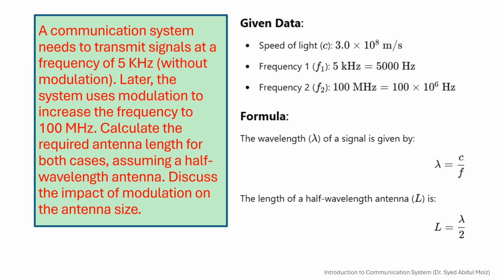Imagine a communication system transmitting a signal at a frequency of 5 kilohertz. In such a system, we typically need a half-wave antenna size. This question revolves around the relationship between the signal frequency and the required antenna size.